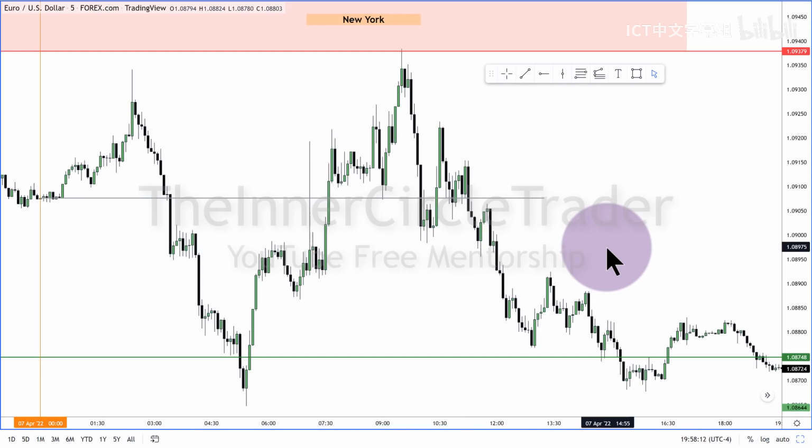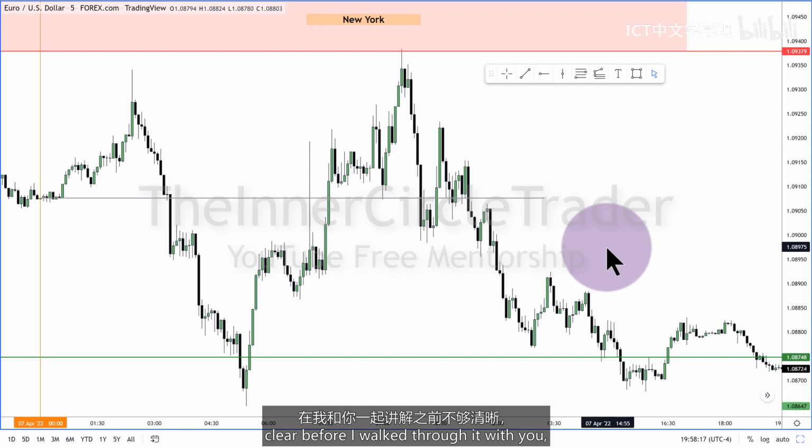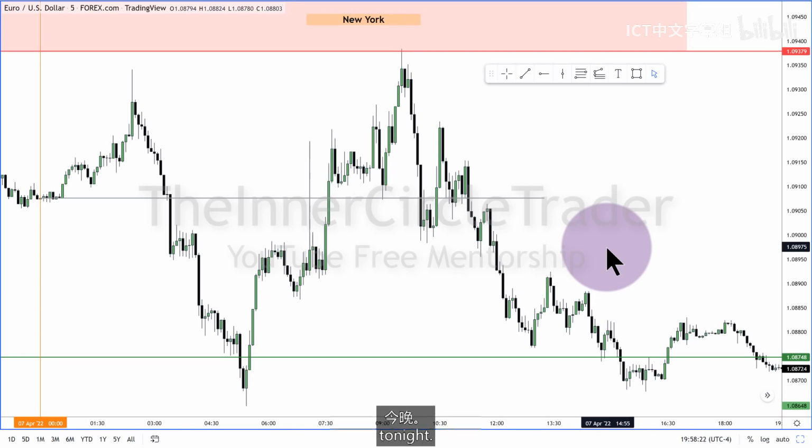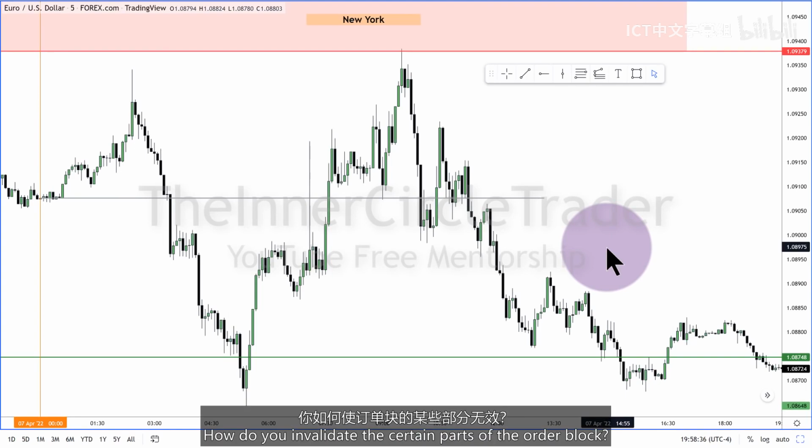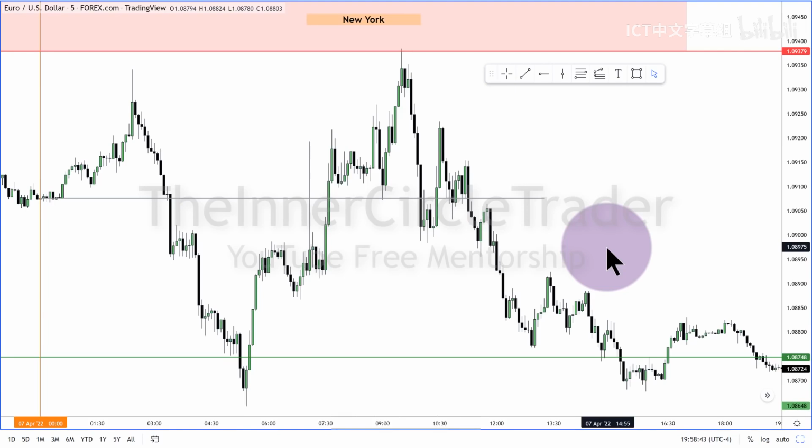Notice that it's pretty clear, isn't it? It may not have been clear before I walked through it with you. But you learned, hopefully, a great deal of things tonight. You learned a little bit about order blocks, what makes an order block based on the fair value gap, how you differentiate, how you look at the order block, how you break it down, how you invalidate certain parts of the order block, how you know it's not going to go in the upper half of the order block or the last up-close candle before it goes down. I taught that tonight. So hopefully this has been insightful to you.